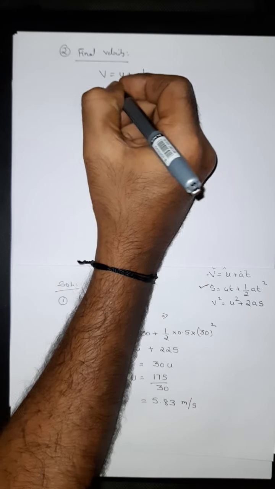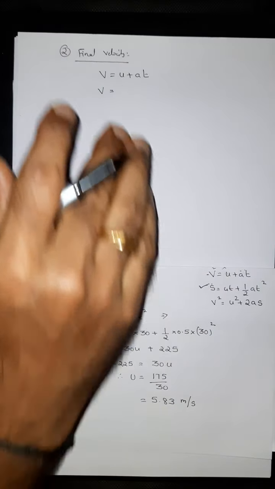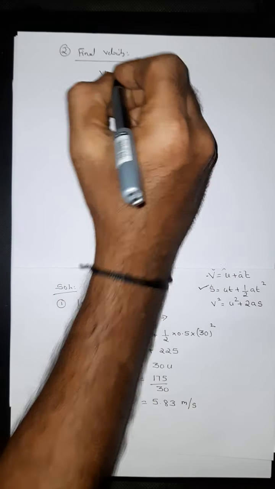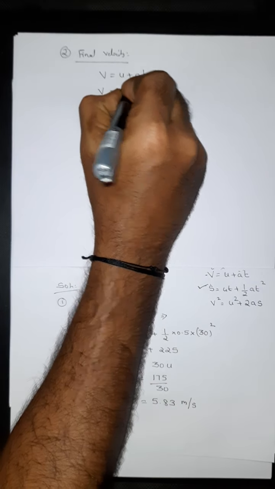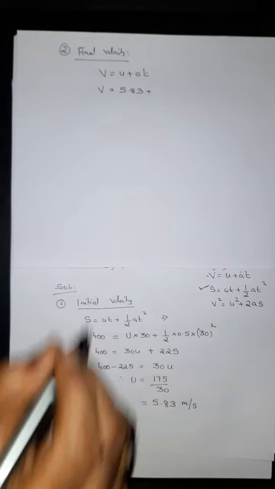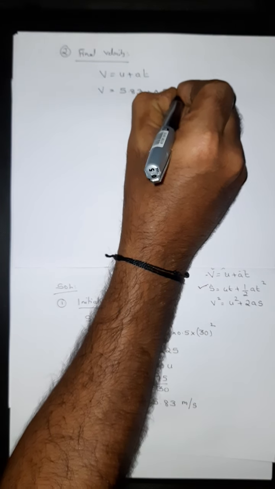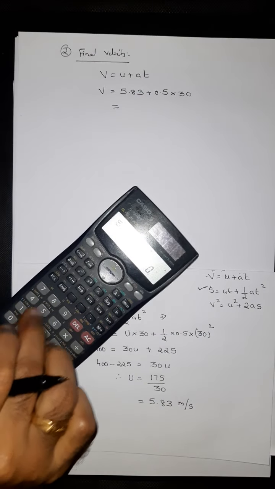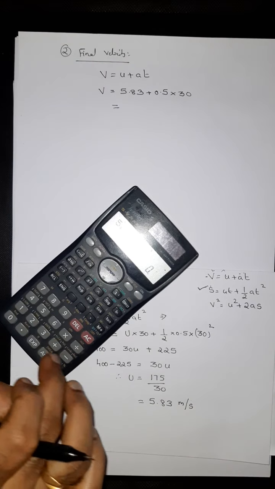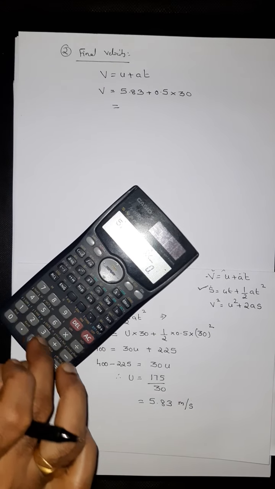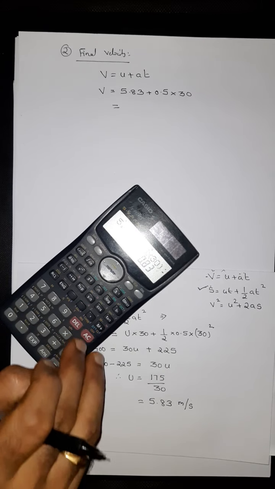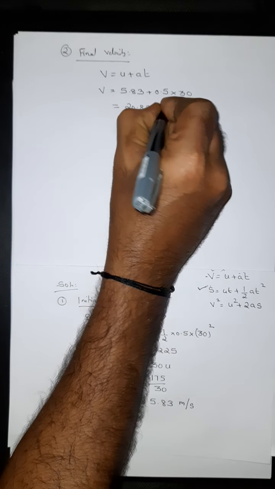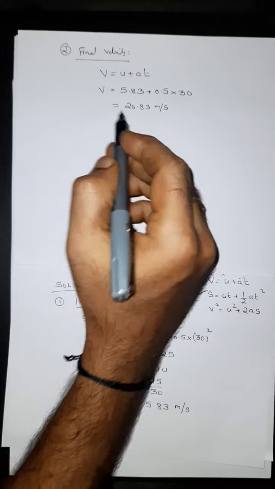V is equal to U, which is 5.83, plus A, which is 0.5, into time taken, which is 30. So 5.83 plus 0.5 into 30 gives 20.83 meter per second. That is the unit of velocity. So V is equal to 20.83.